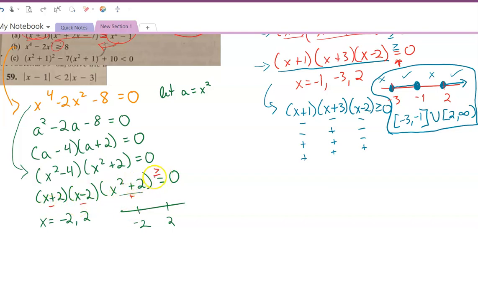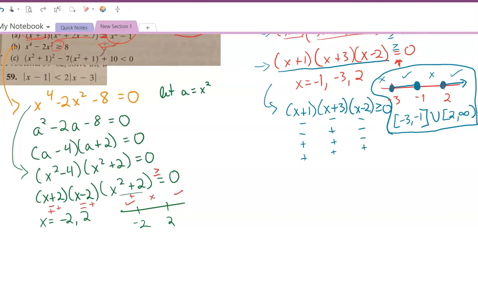Negative times negative is positive. A positive number is greater than or equal to 0, so anything to the left of negative 2 is part of our solution. In between negative 2 and positive 2, this first factor would change to a positive, but this would still be negative. Positive times negative is negative. That is not part of our solution. And then again, to the right of 2, we have a positive here, a positive here. Positive times positive is positive. That is greater than or equal to 0, so that is part of our solution.